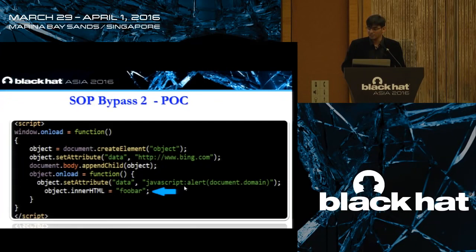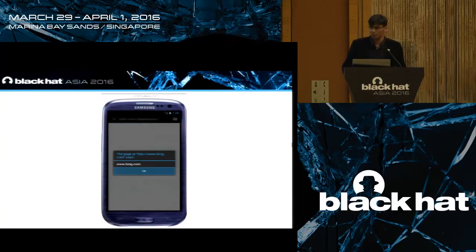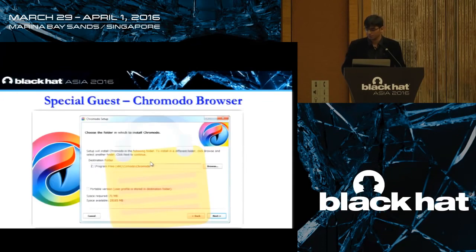So what happens in this case is that this JavaScript executes under the context of Bing.com, and hence results in a same origin policy bypass. So this is a Samsung Galaxy S3. The address bar is pointing to jsbin.com, and the JavaScript executes under the context of Bing.com. So the page clearly says Bing.com.